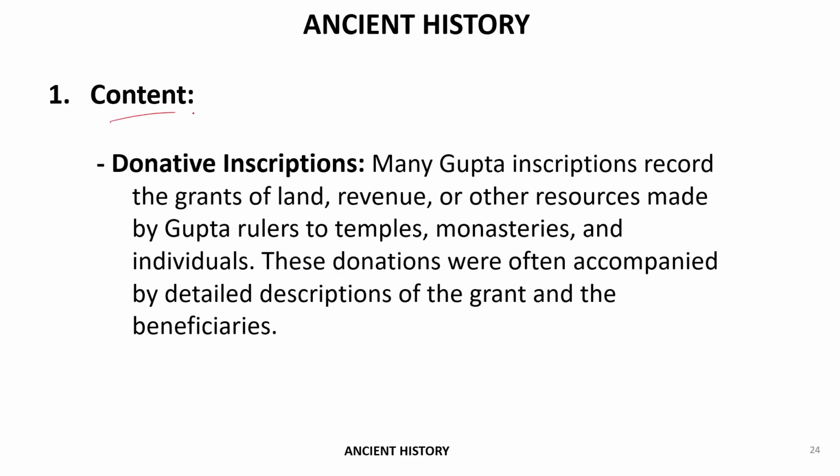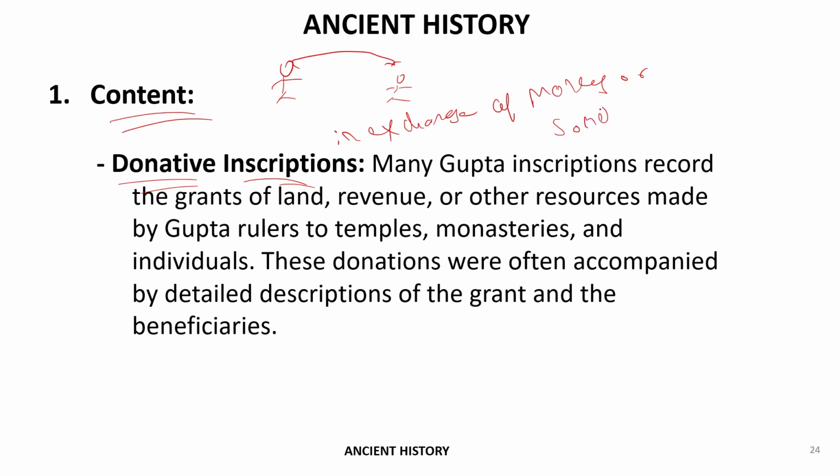So the first type of Gupta inscription was donative inscriptions. What do you mean by donative inscriptions? It means if I have something and I give you the thing in exchange of money or something, that is donation. Then the answer is wrong. Donation doesn't mean merit.